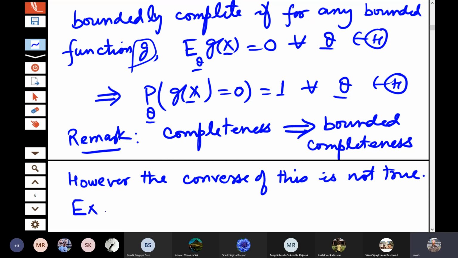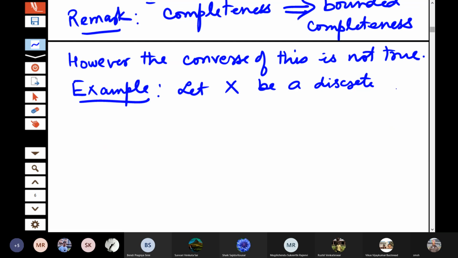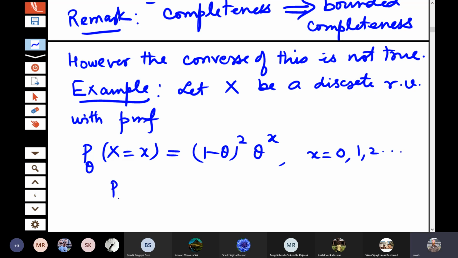So I will give you one example where the family is boundedly complete but not complete. I will construct a discrete distribution, and the probability mass function is given by (1 minus theta) squared times theta to the power x for x equal to 0, 1, 2 and so on, and probability of X equal to minus 1 is equal to theta. So you can consider it as an extended geometric distribution.